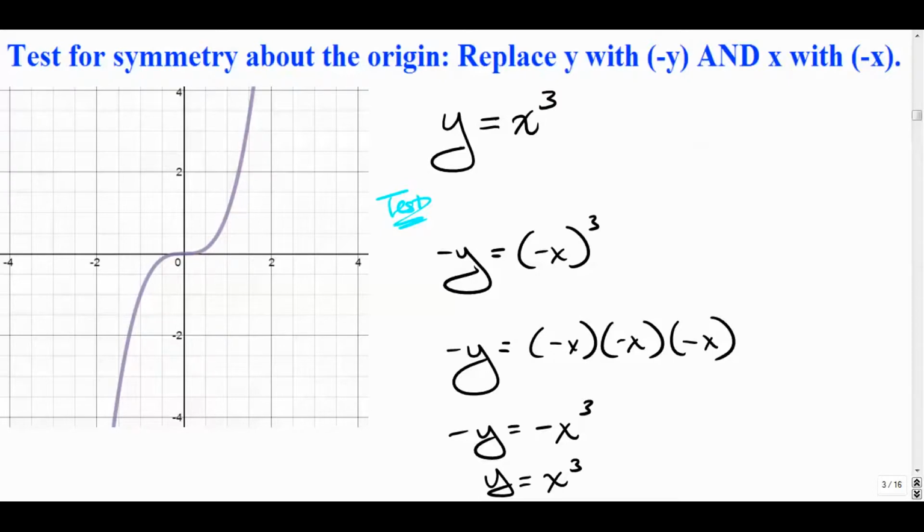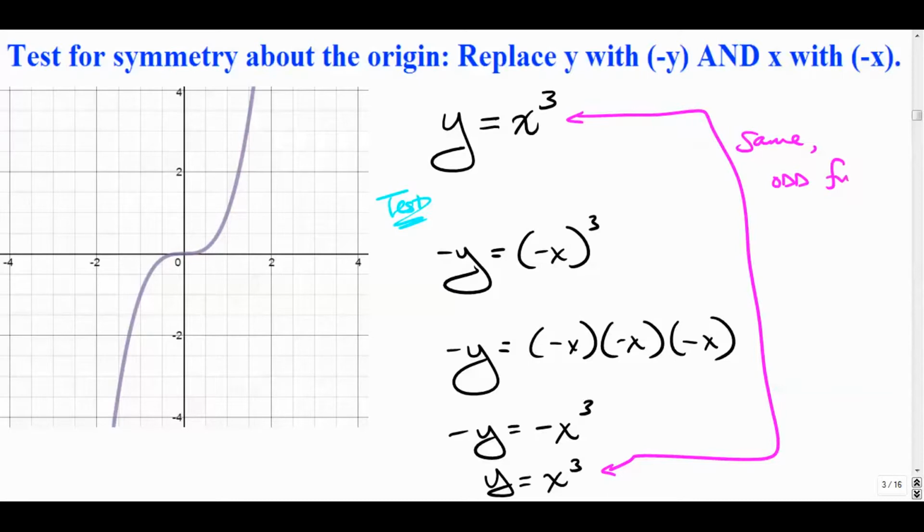And what do you know? We've got this exactly the same as this. And when they are the same, we've replaced y with negative y, x with negative x, then we have an odd function that is symmetrical about the origin. So there you go. Those are your 3 tests.